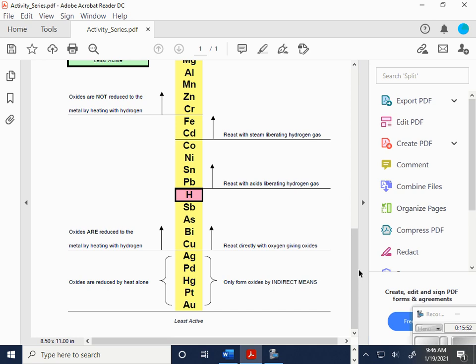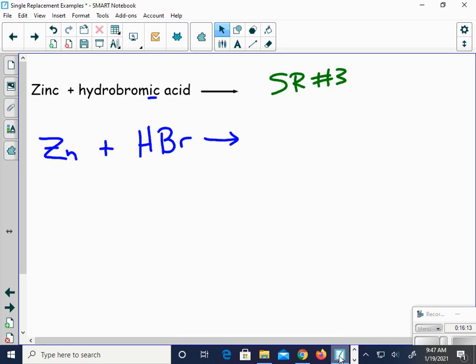Okay, what was I dealing with? Well, my metal was zinc, right? Is zinc above that line? Yeah, zinc's above that line. So will zinc replace that hydrogen to give me the hydrogen gas? Absolutely. So as I come back, my zinc is going to replace my hydrogen, so I'm going to get zinc bromide as my salt.